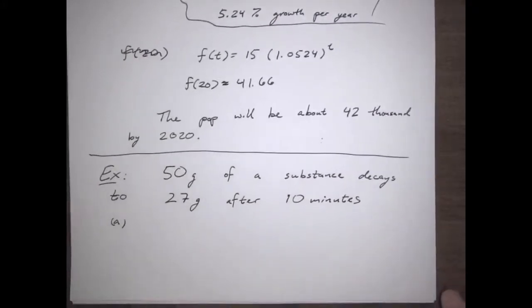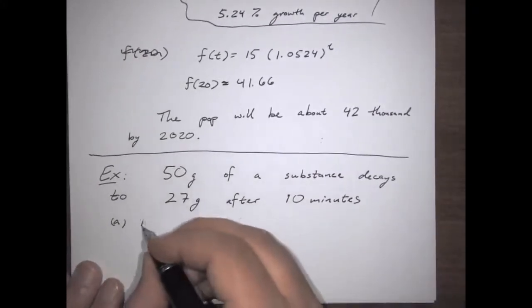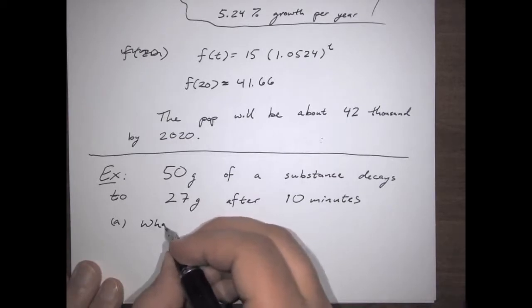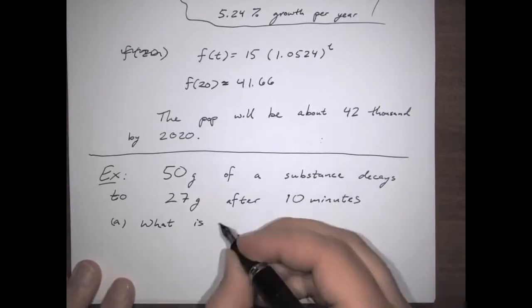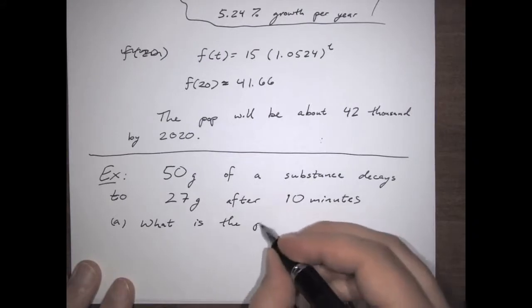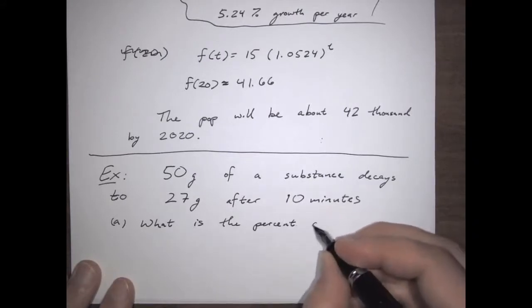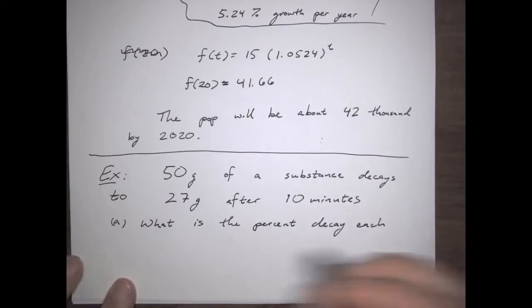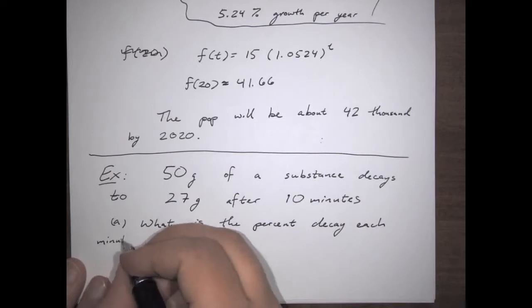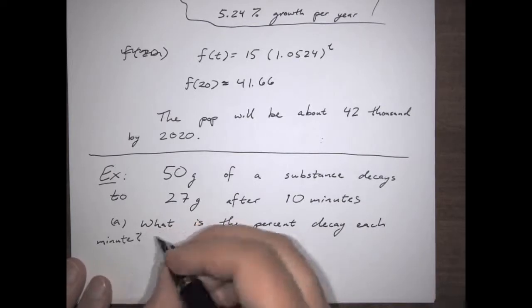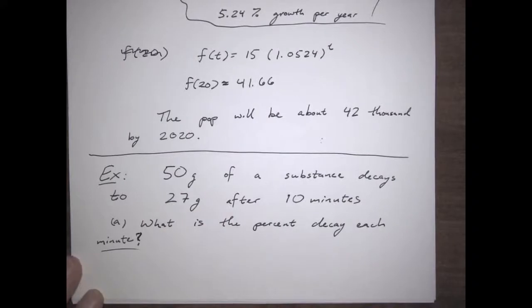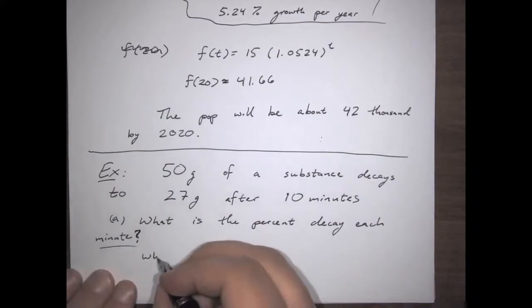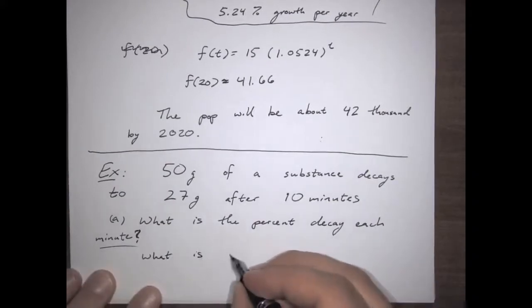The first one, let's say, is something like, what is the percent decay each minute? So what that's really asking for is the R. That's what this really wants. So what is R?